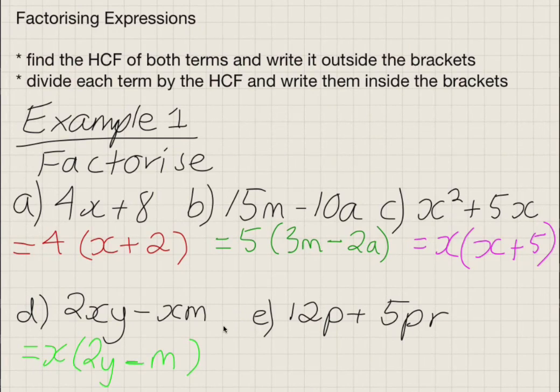In part E, the highest number that goes into both, well, there isn't a number, but there is a letter, it's p. So taking p out the front, and then thinking if you expanded the brackets, p times what would give 12p, so that would be 12. And then p times what to go in there would give 5pr, so it's just what's left, so plus 5r. Okay, so that's the final answer there.